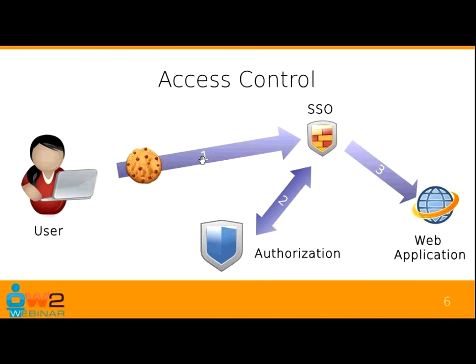So you can see here that the first step is to connect to the web application, but you are intercepted by the single sign-on software. And in the second step, we will check your authorizations. We'll check if you really have the right to access the web application, and if you have the right, of course, you can access the web application.